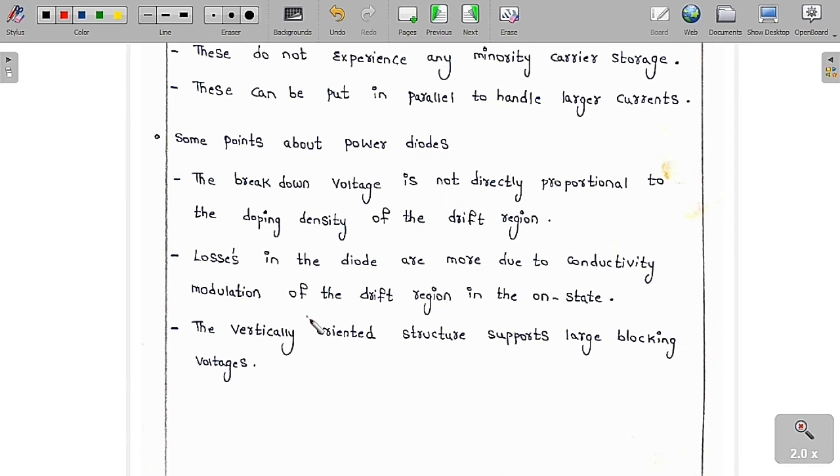So we can simply say that the vertically oriented structure is going to support the large blocking voltages. And the losses in the diode are more due to conductivity modulation of the drift region in the on state. Due to this conductivity modulation, the losses in the diodes are very high. The breakdown voltage is not directly proportional to the doping density of the drift region.